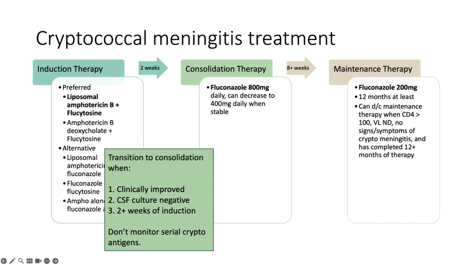This is the same figure we saw before for treatment, but the box says you can switch to consolidation when they're clinically better, of course. They've gone at least 2 weeks of treatment, and then your CSF culture is negative. Those are the official guidelines. You should not monitor serial cryptoantigens in general. Please don't check them. They get checked and you'll get consulted.